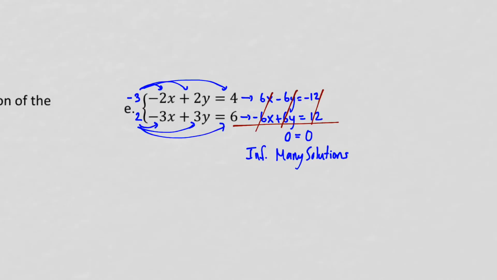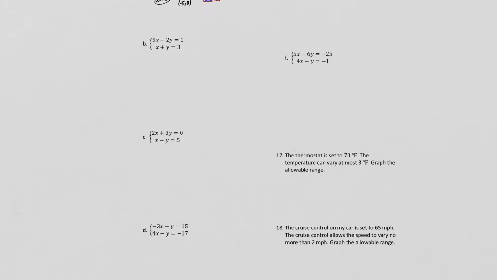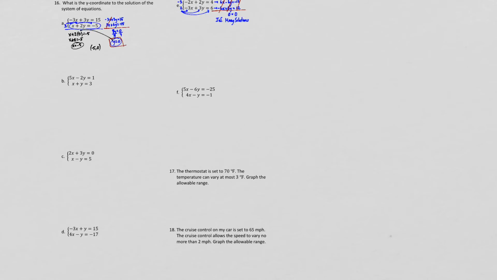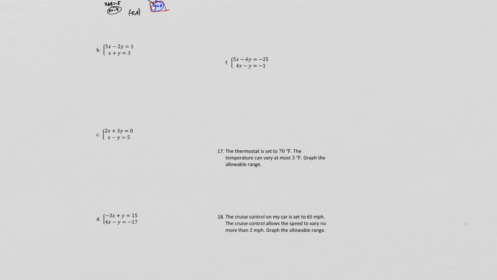Okay, so what I want you guys to do is go and do B, C, and D, the ones that I skipped, and also F. So B, C, D, and F on your own. So you can go ahead and pause the video right now, do those on your own, and then come back to check your answer. Go ahead and pause the video now.